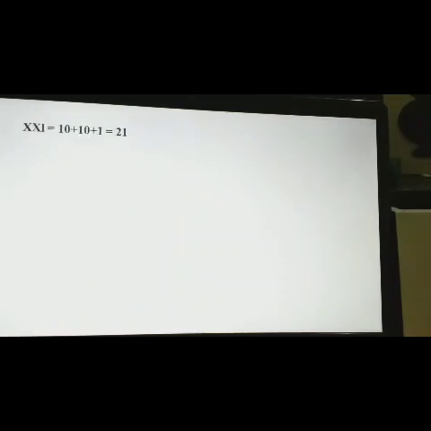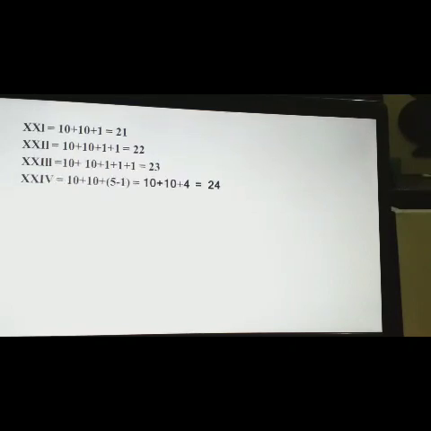XXI, that means 10 plus 10 plus 1 is equal to 21. XXII, that means 10 plus 10 plus 1 plus 1 is equal to 22. XXIII, that means 10 plus 10 plus 1 plus 1 plus 1 is equal to 23. XXIV, that means 10 plus 10, and IV means 5 minus 1 is equal to 4, that is 10 plus 4 is equal to 24.